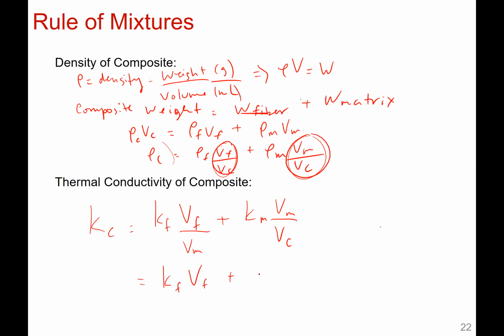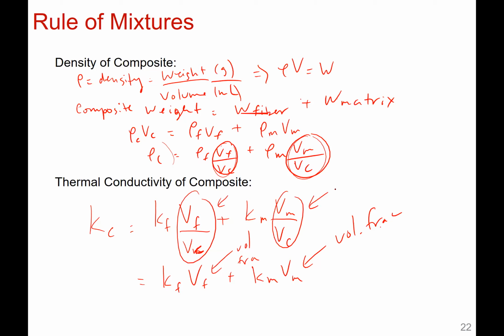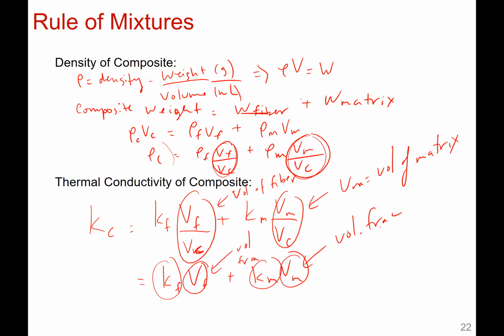So we'll denote this as the volume fraction. Or if you see something, sorry, this should be C. If you see something like this, it's the same value, but now VM is the volume of the matrix versus the volume of the fiber. But either way, it's the volume fraction and it weighs the thermal conductivity contributions or the density contributions to then give you the overall thermal conductivity of your composite or the density of your composite.